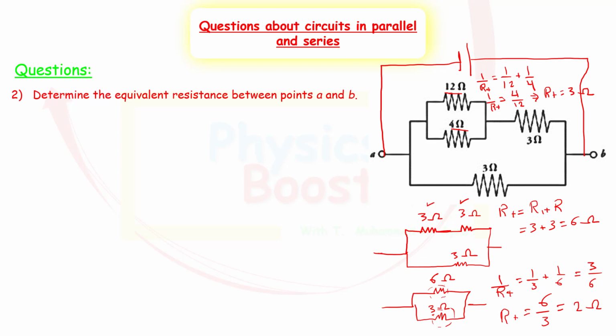So what happened here is I had more than one type of circuit. I had parallel circuits and I had series circuits at the same time. So I started dealing with them as parts. I first dealt with the 4 ohms and the 12 ohms here as they were in parallel.